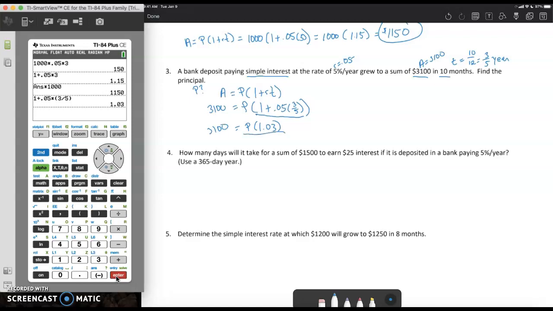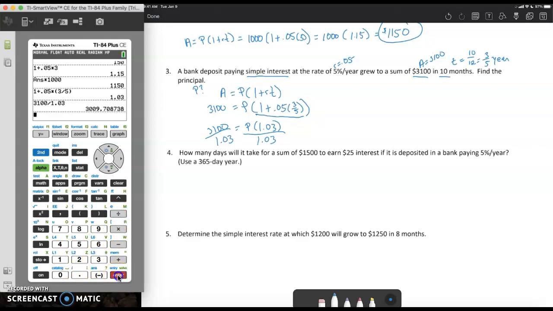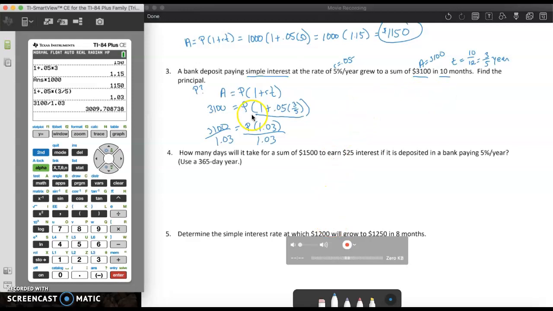So to find P, I want to divide that off. So I need to take 3,100 and divide by 1.03. And I've done something incorrectly here. So let me go back and check.